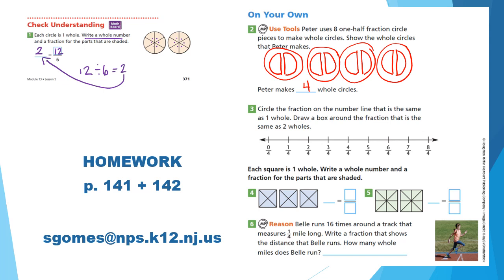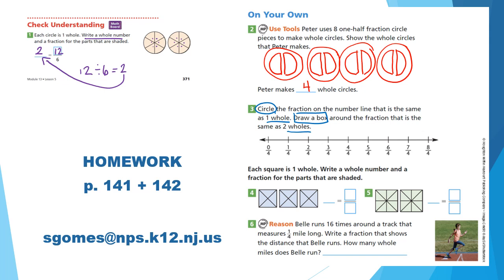Okay. Number 3, circle the fraction on the number line that is the same as 1 whole. Draw a box around the fraction that is the same as 2 wholes. So I want to circle the fraction that is the same as 1 whole, and I want to draw a box around the fraction that is the same as 2 wholes. Okay, so really important, boys and girls, even if you know the math for this one, following the directions is really important. I see a lot of children who will just put a dot or who will circle both of them. Please make sure that you're following all the directions and doing what is being asked of you.